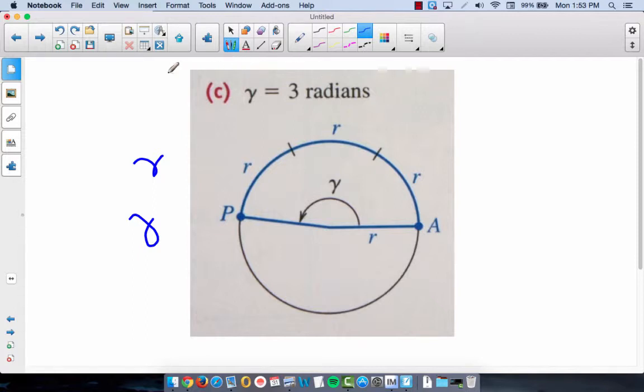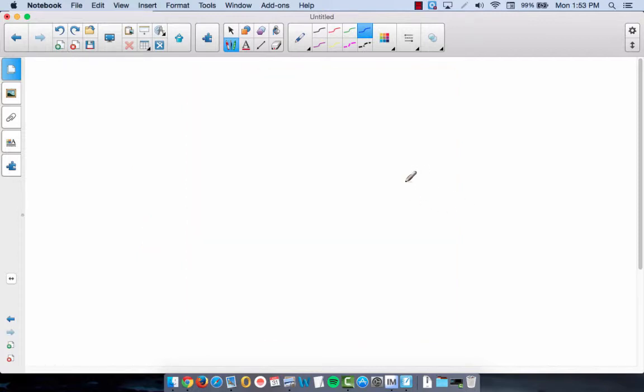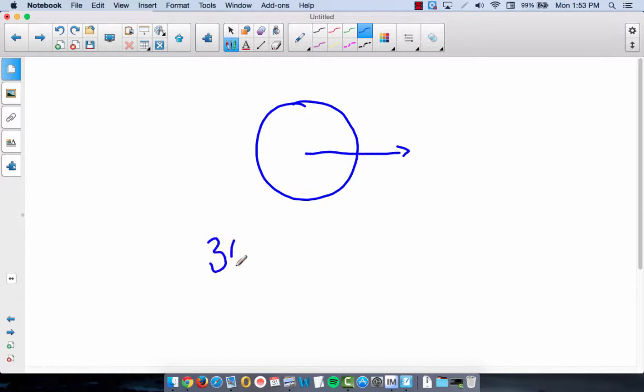Let's try to get a sense of what a radian is in degrees, and it's actually easier to do that with something we know in degrees. So let's take the entire circle. So if I draw the entire circle, and we think about the angle here at the center that starts here and goes all the way around back to itself, that would be 360 degrees.